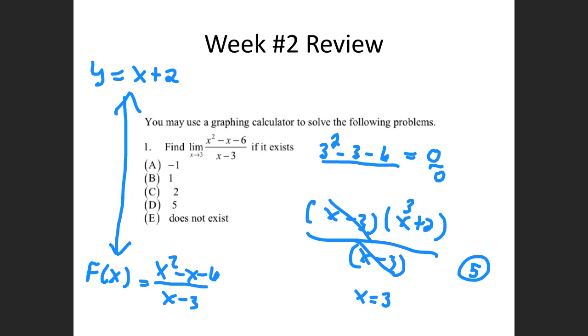Why is there a hole? Because the top and bottom crossed out. When the top and bottom both cross off, whatever makes it equal to 0 puts a hole in the graph. So if I had to graph this function out, it is exactly the same as x plus 2. So I would go up to 2, and then at x equals 3, when I graph that, I would just put a hole there and continue on. That is a graph of this function right here.